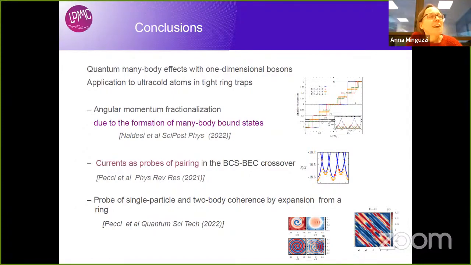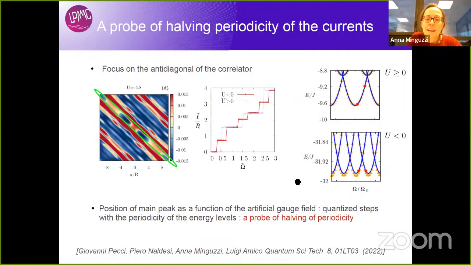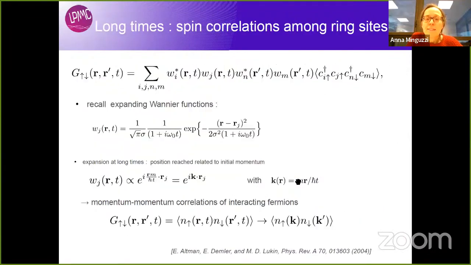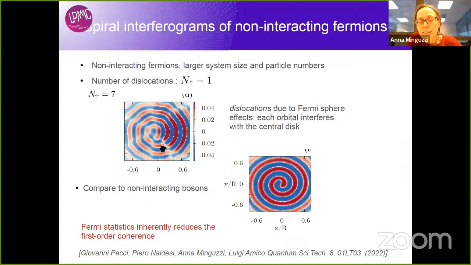Oh, yes. Okay, indeed. I would say that the first signature that they are fermions is in this fact. If you look at these images, you see that we have these dislocations. And it's interesting that this dislocation is the number of fermions minus one. So for bosons, we have no dislocation. They all occupy the same quantum state. And so I would say that this is one of the main signatures that we see in these correlations.